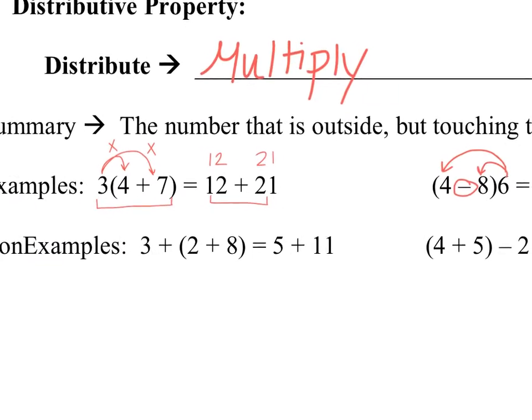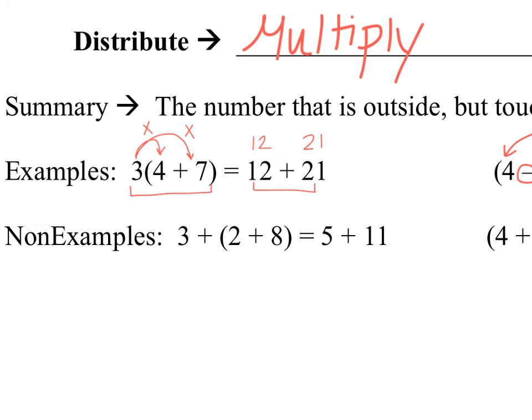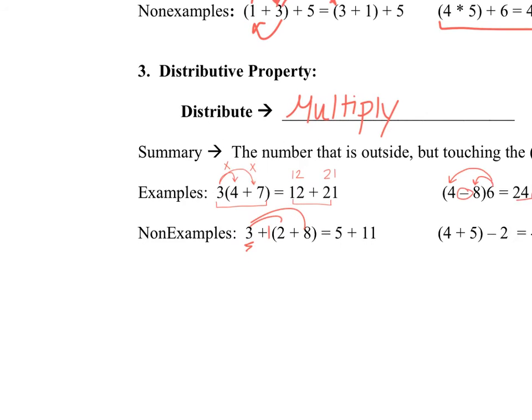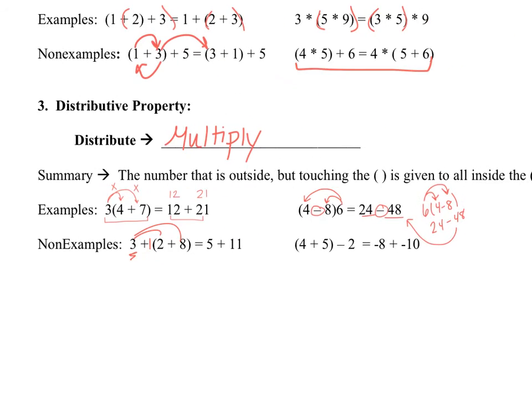And then we have our examples of the non-examples. Basically, these are not distribution. You do not distribute your 3. This is a 1 in front of your parentheses. So no, this just doesn't work. Do not fall for these mistakes.